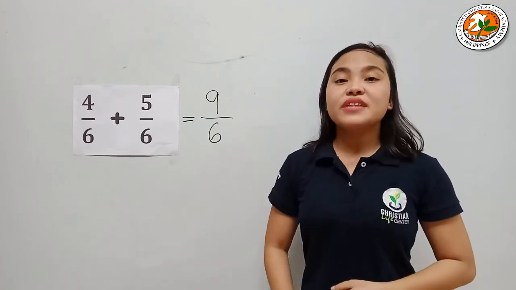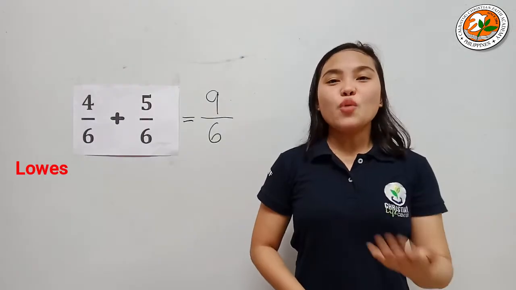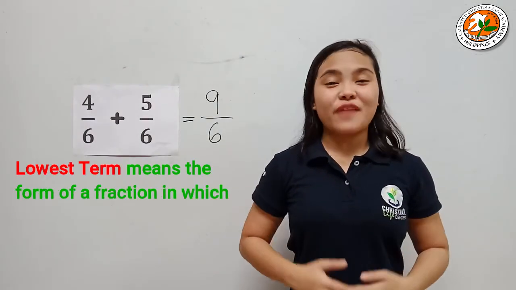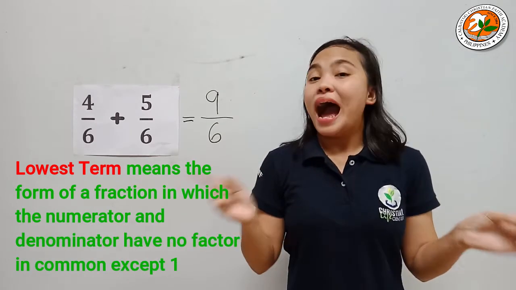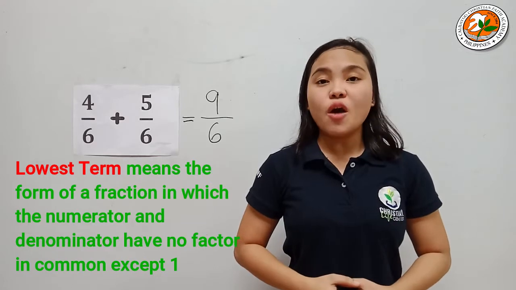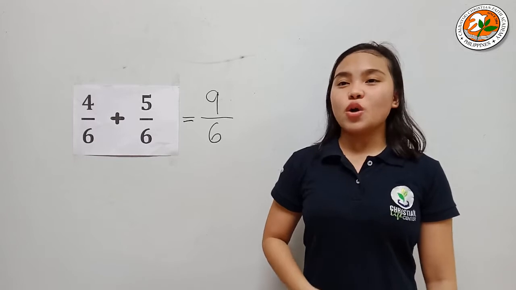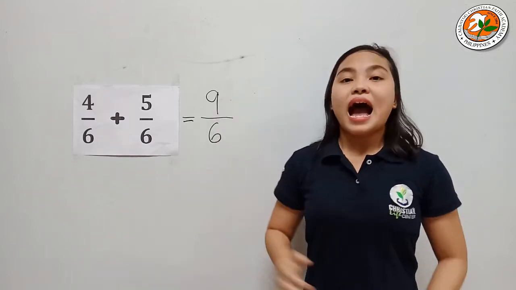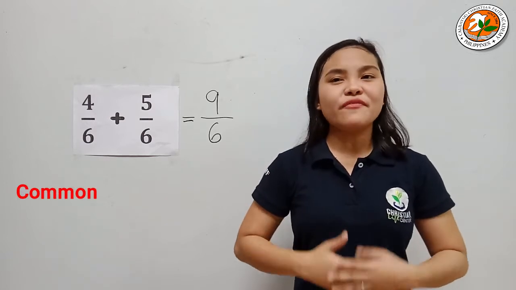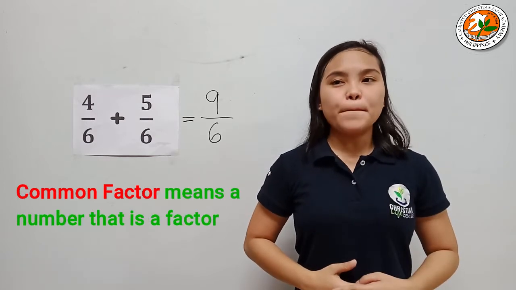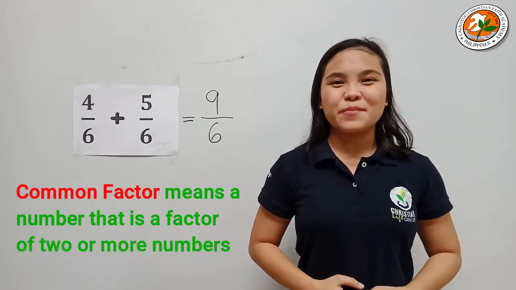Always remember that the answer must be in its lowest term. Lowest term means the form of a fraction in which the numerator and the denominator have no factor in common except 1. So in our answer a while ago, 9 over 6 has a common factor. What do we mean when we say common factor? It means a number that is a factor of 2 or more numbers.